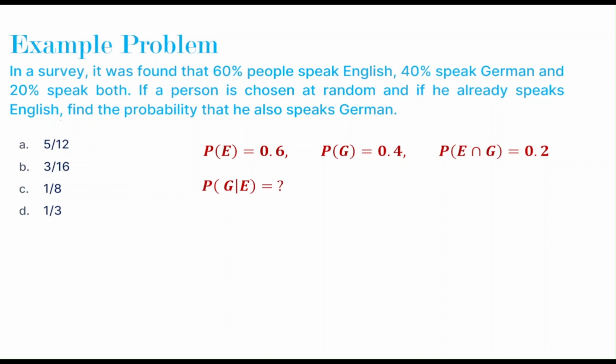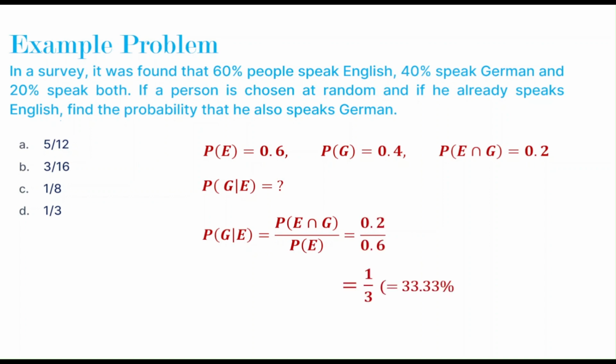Using conditional probability, we can easily estimate the probability of a person speaking German as the ratio of the probability of English intersection German to the probability of a person speaking English. So, this will be 0.2 upon 0.6, that will be 1 by 3, or we can say that there is 33.33% probability that the person speaking English also speaks German. Therefore, option D is the correct answer here.